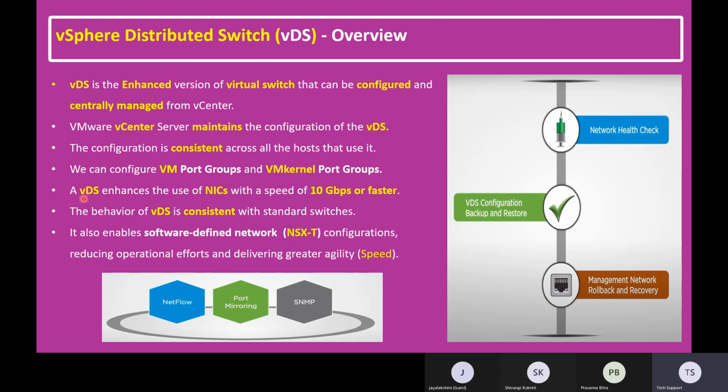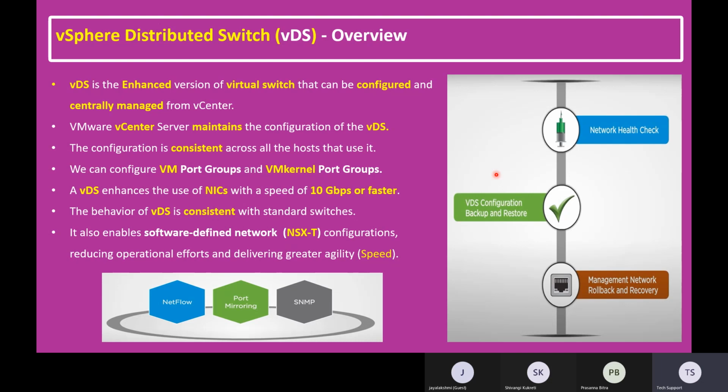And a vSphere distributed switch enhances the use of NICs. Suppose your physical NIC has the same speed, like 10 Gbps, it will be faster at the DV switch level. In the vSwitch scenario, there is sometimes a chance of slightly reduced speed, but in the DV switch, it will enhance our network card speed.